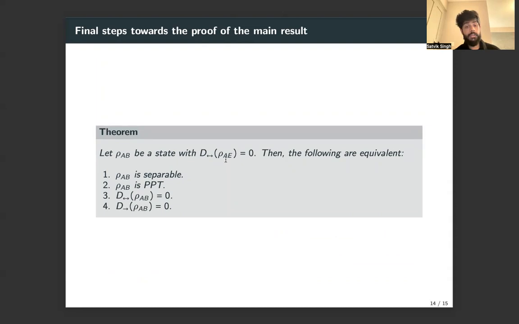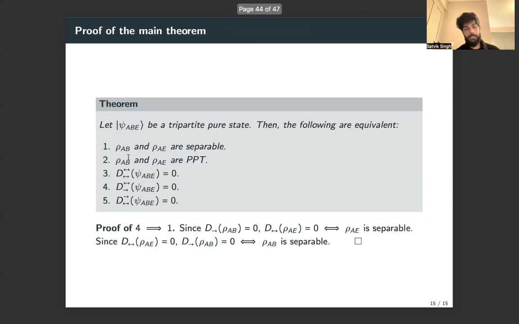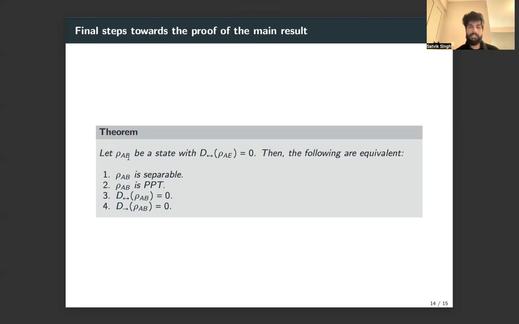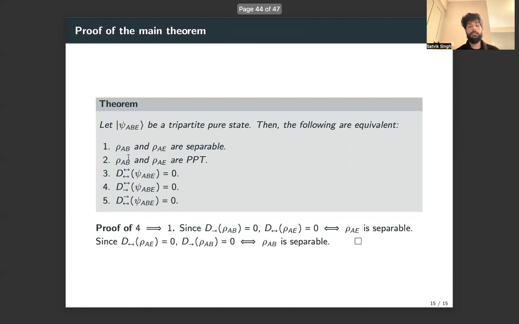And then using very similar techniques, you can actually prove that if now, instead of just one-way undistillability of the complementary state, you now assume two-way undistillability of the complementary state, then in fact, separability, PPT property, two-way undistillability, and one-way undistillability of the original state rho AB all become equivalent. And I'm not going to go into the proof of this, but the idea is very similar to what we just saw earlier. And now if we assume that we have these two theorems, then the proof of our main theorem becomes almost trivial.